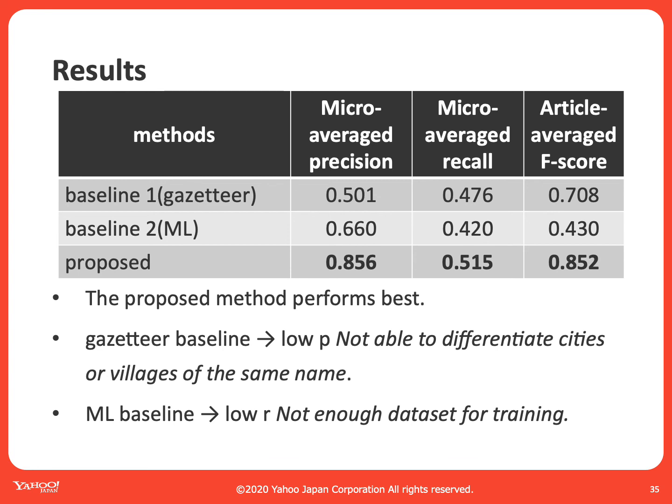We compared the proposed method with the baselines. Our proposed method performs the best. The Gazetteer baseline suffers from low precision. One reason for this is because it cannot differentiate cities or villages with the same name. The ML baseline suffers from low recall. This is because the training dataset size was not large enough to learn all the names of cities and prefectures in Japan.